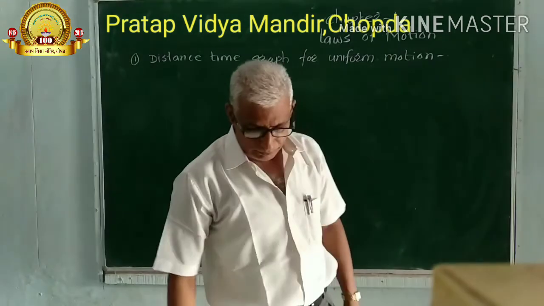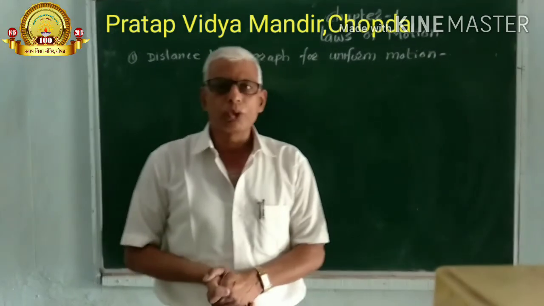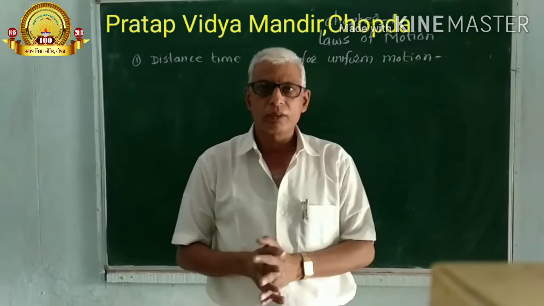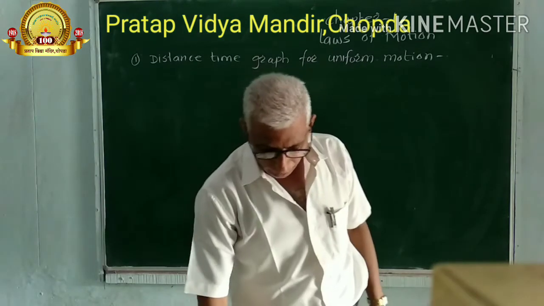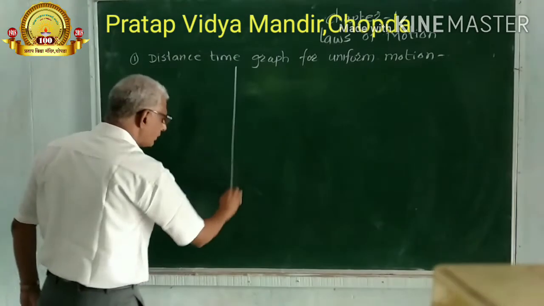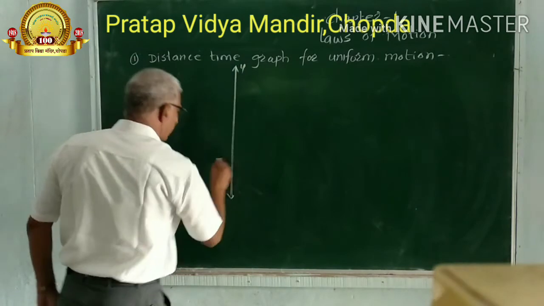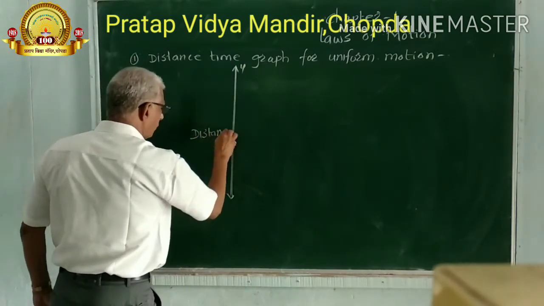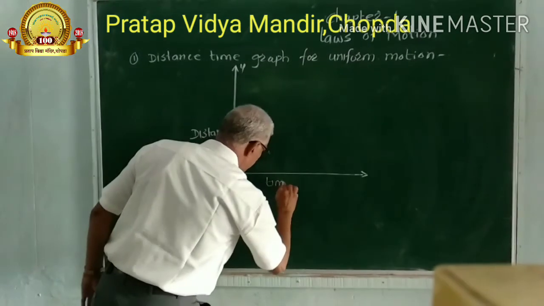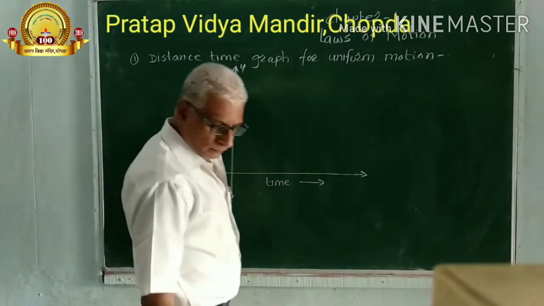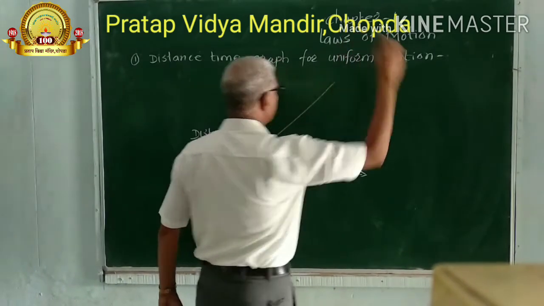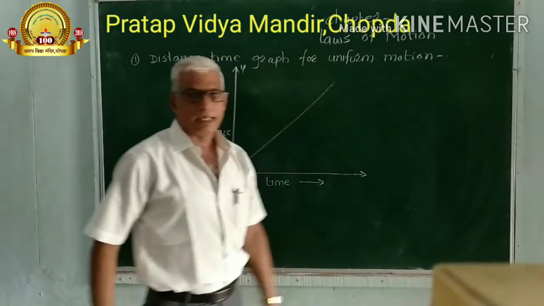When an object is in uniform motion, it covers equal distance in equal time intervals. Here, to draw this graph, distance is taken on the y-axis and time taken on the x-axis, so the graph becomes a straight line.